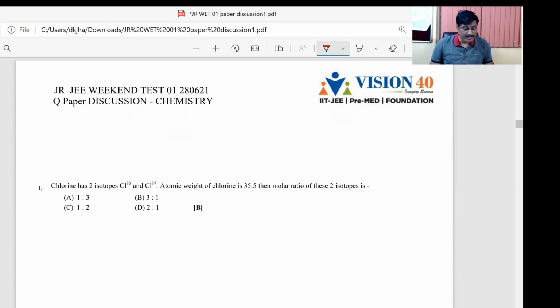Okay. Next question. Chlorine has two isotopes, Cl35 and Cl37. The atomic weight of chlorine is 35.5. Then the molar ratio of these two isotopes is, okay, we find it. What is the atomic weight? Atomic weight is the average relative weight. So you know this one: one is 35, other one is 37.